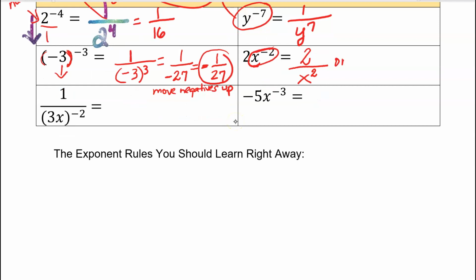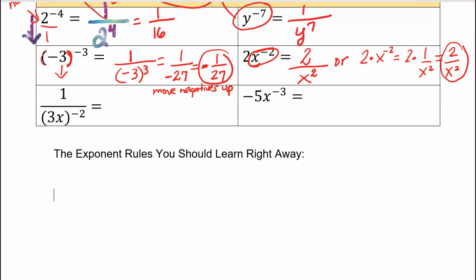Some people will look at this as 2 times x to the negative 2, which is 2 times 1 over x squared, which is also 2 over x squared. So however you decide to do it, you will still end up getting 2 over x squared.